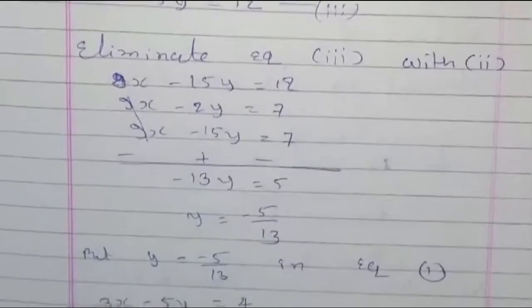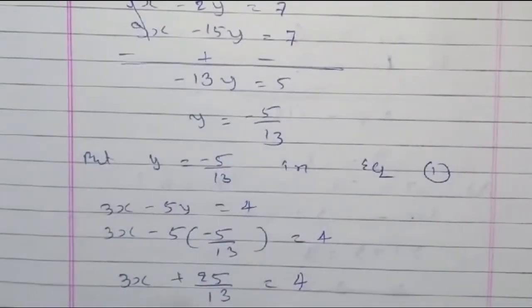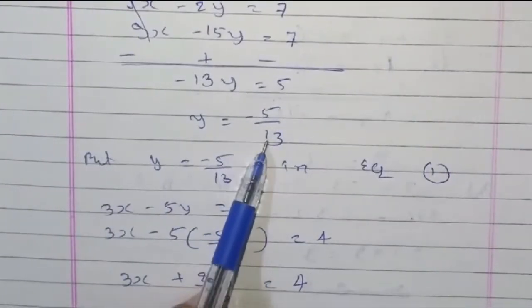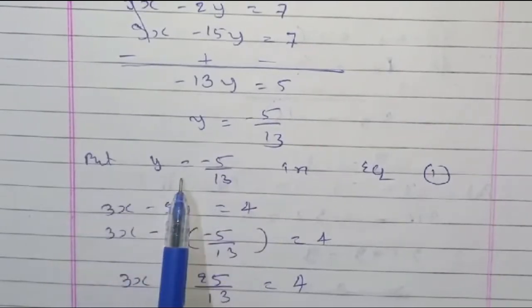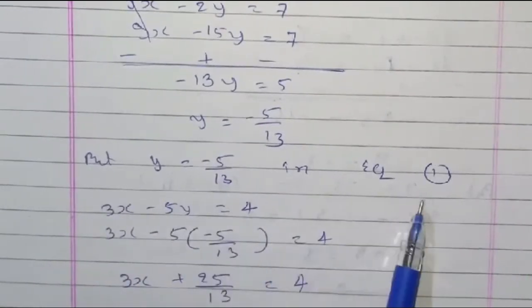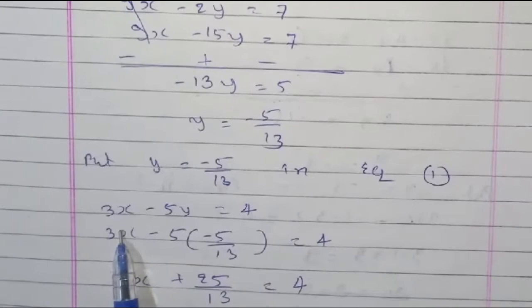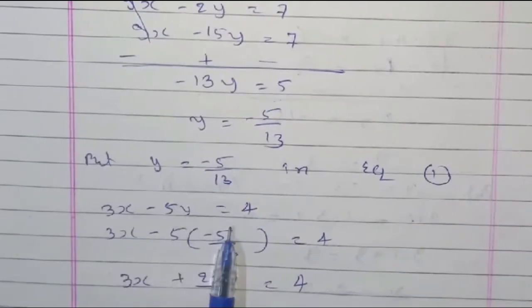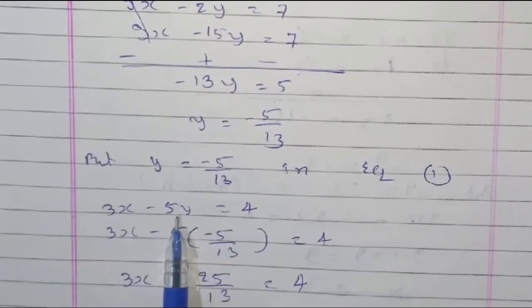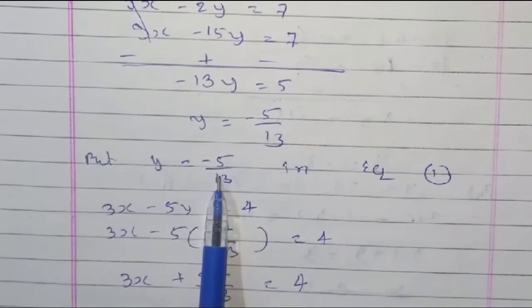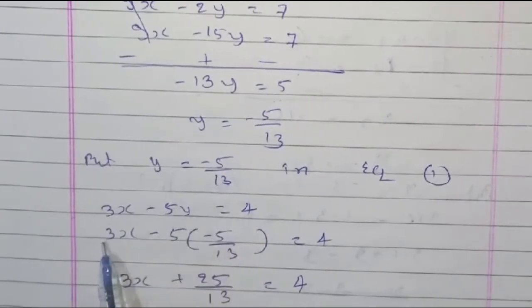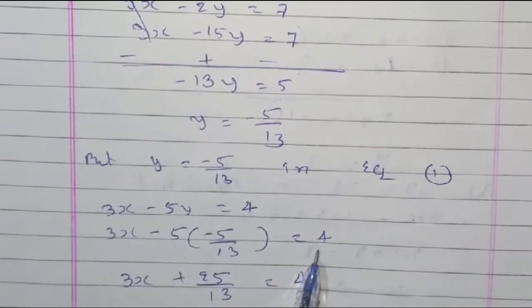Now y is equal to minus 5 by 13. Now put the y value, minus 5 by 13, in equation number 1. So what is our equation number 1? 3x minus 5y is equal to 4. Now we put the value of y. What is the value of y? Minus 5 by 13. So 3x minus 5 into bracket minus 5 by 13 is equal to 4.